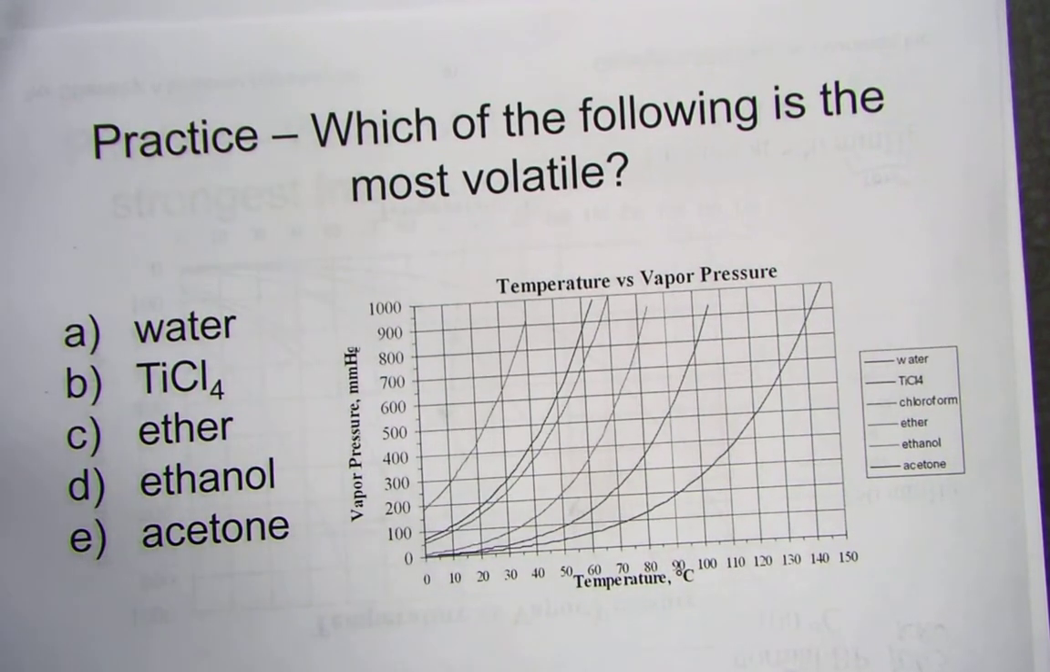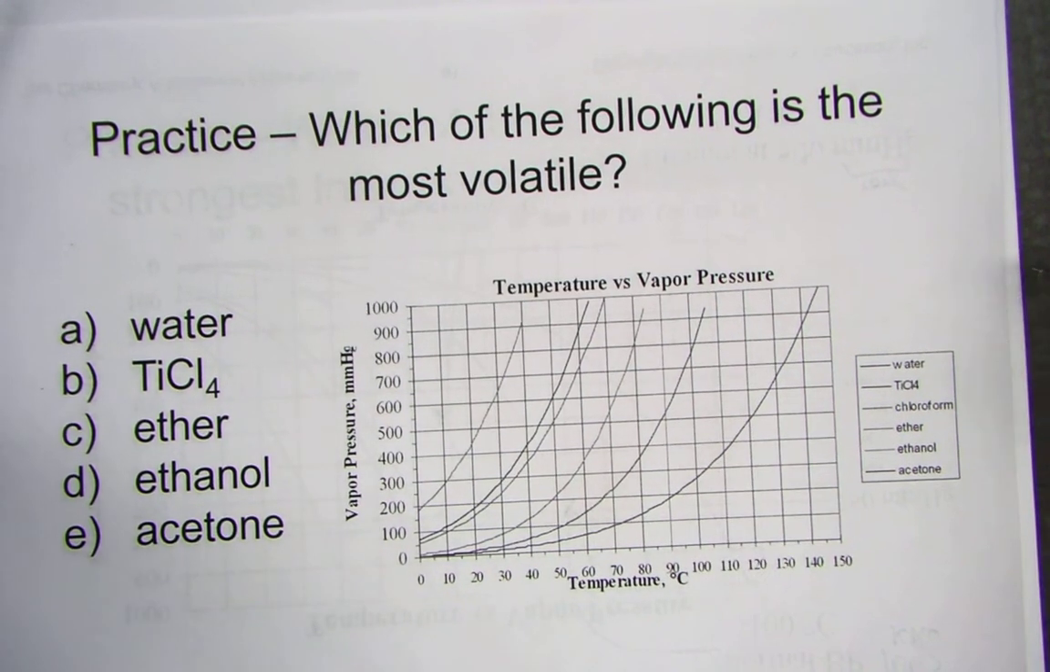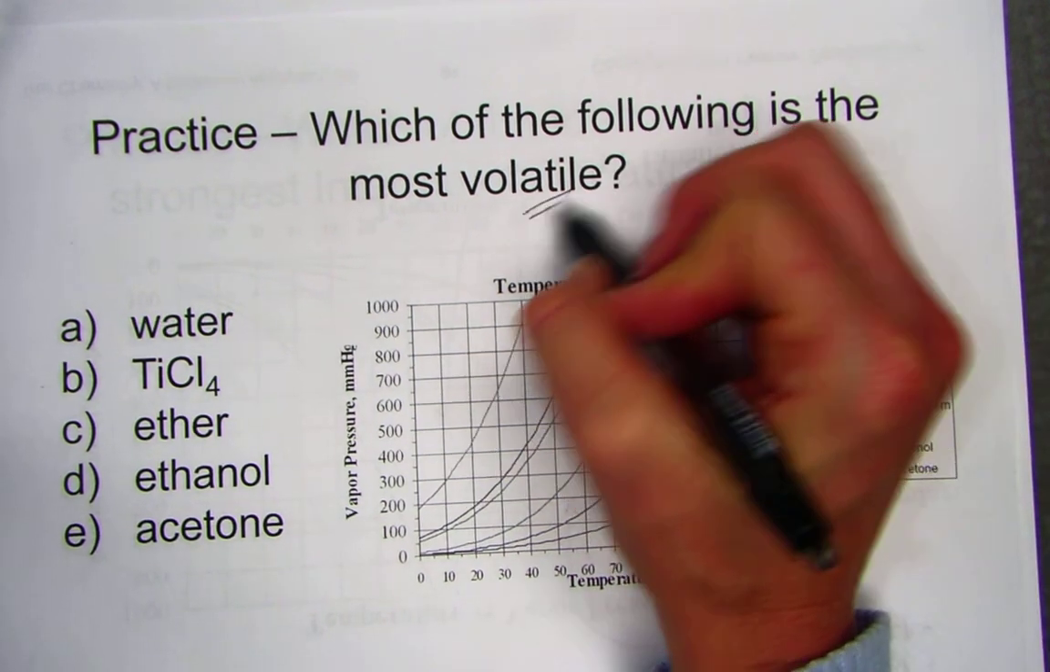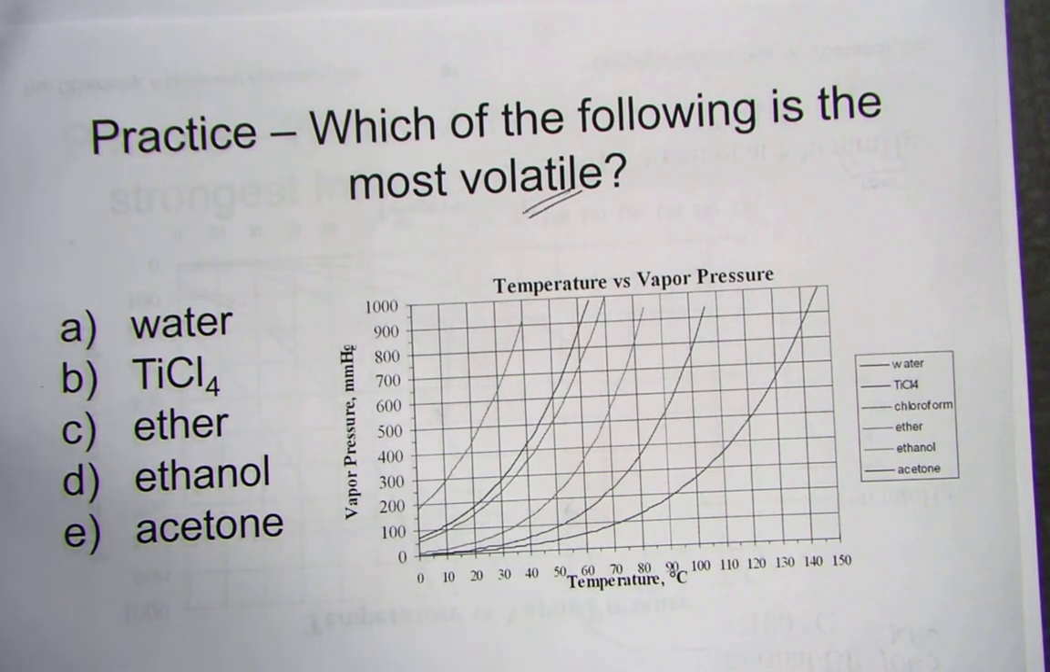This is hard to look at without the color coding. I know in the colored PowerPoint, these were all color-coded lines. Which of the following is the most volatile? The word volatile means which is the least attracted to each other. What would be the non-polar molecule? What would be the easiest to escape from the liquid to the gaseous phase?